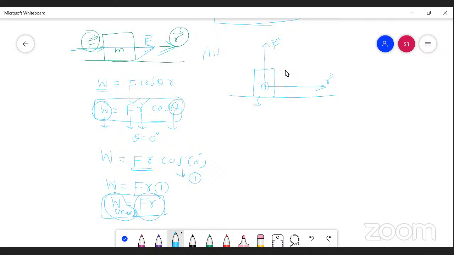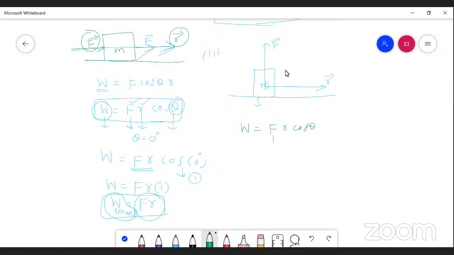With the help of an equation. That one equation is used for measuring the work done by the application of force: W is equal to F r cos theta. Here force is there, displacement is there.